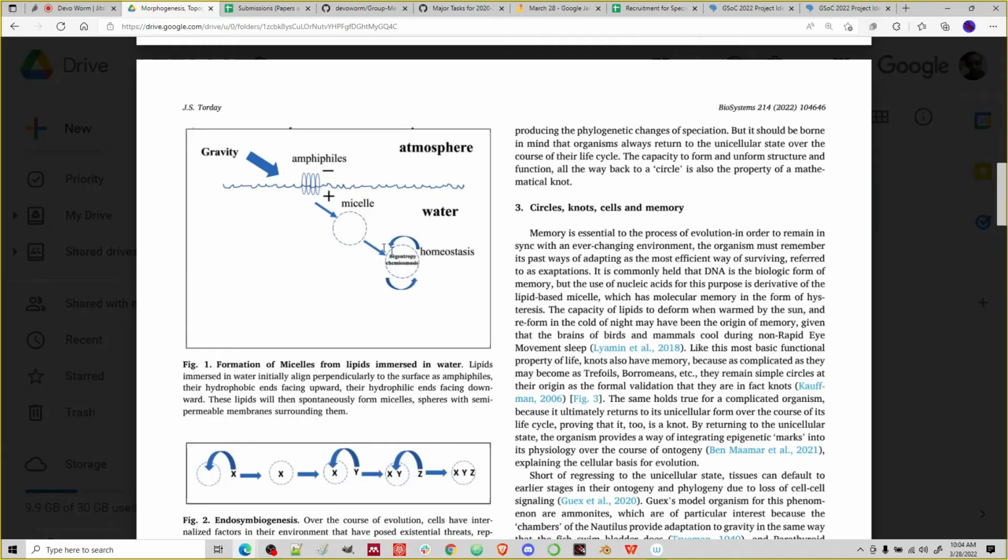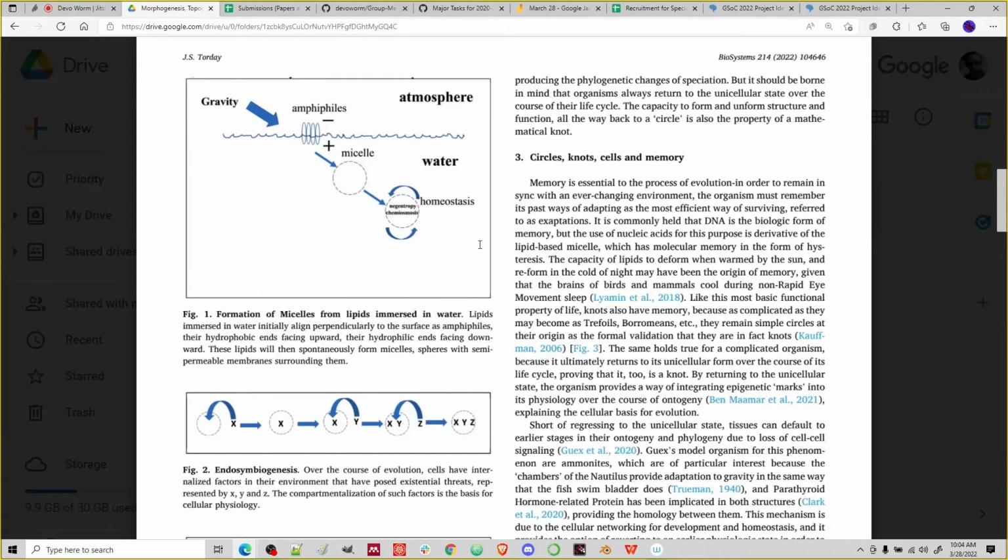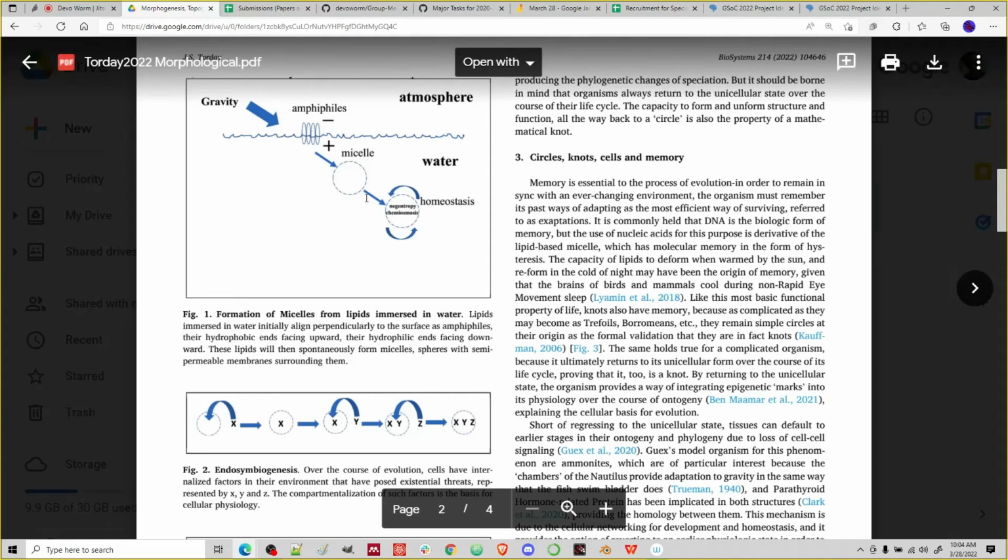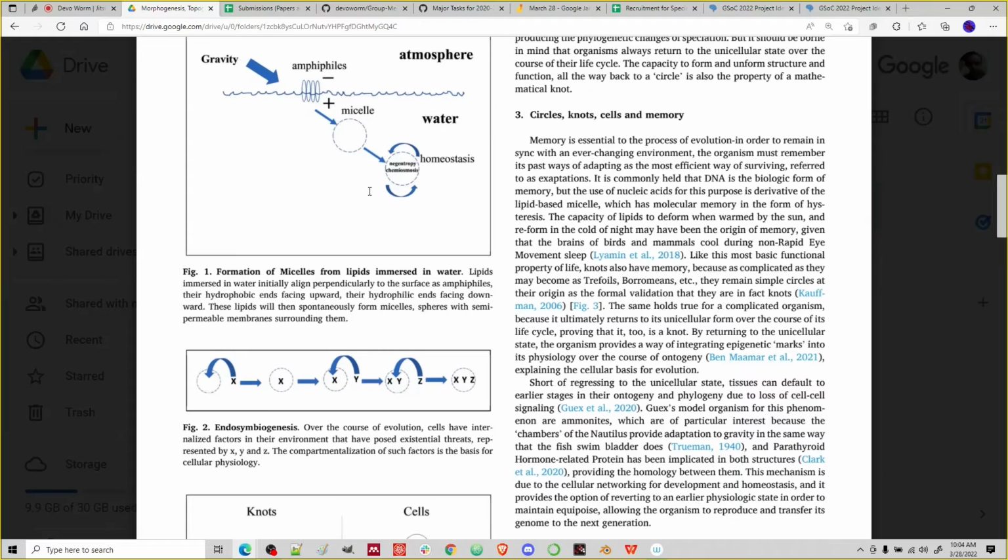Anyways, so this is just a diagram of this process. My cell's more like a hairy ball. Oh, okay, yeah. Okay.